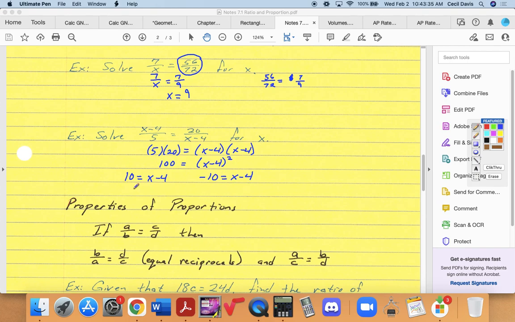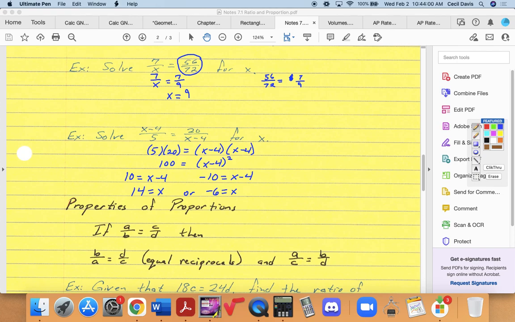Then add 4 to both sides to solve. We get 14 is equal to x, or negative 6 is equal to x. There are 2 solutions to this problem. Anytime you have something squared as part of an equation and you're solving it, there's the possibility of getting 2 answers.